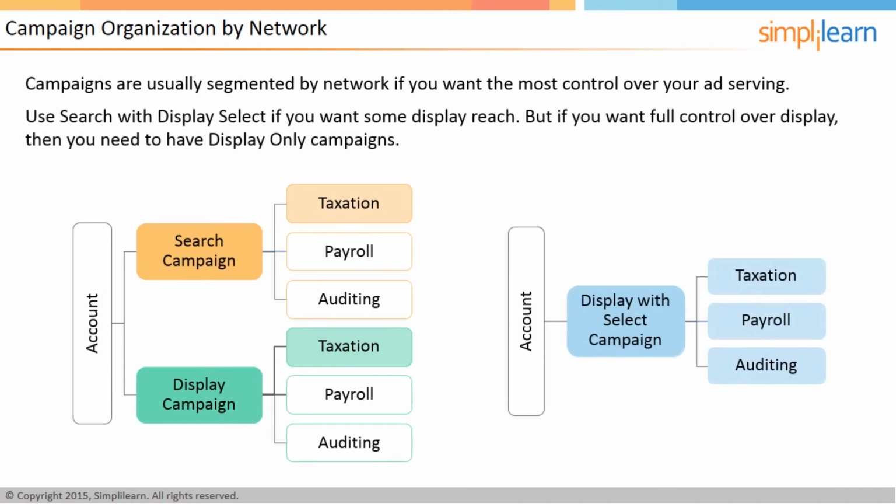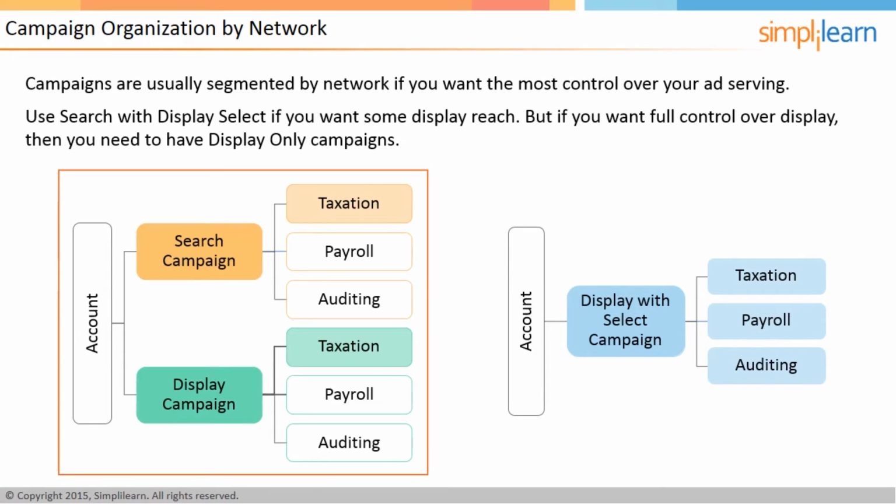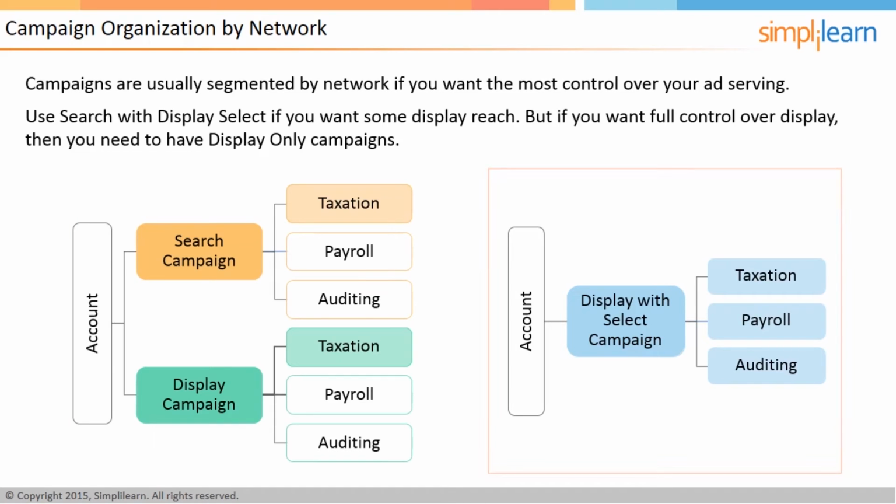Now, search with display select is an option if you want a little bit of display reach, but you really want to focus on search. Then you can use search with display select and only have one campaign per theme across your account. So for the most control, you want a search and a display campaign for each theme. For mostly search advertisers who want a little bit of display, then you can make search with display select campaigns and have lots of control over search and get a little display thrown in.